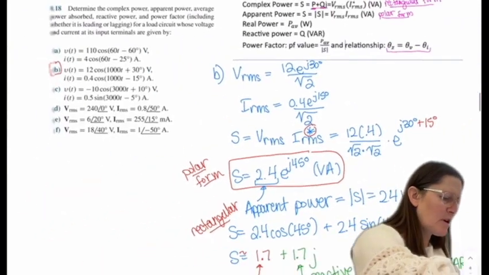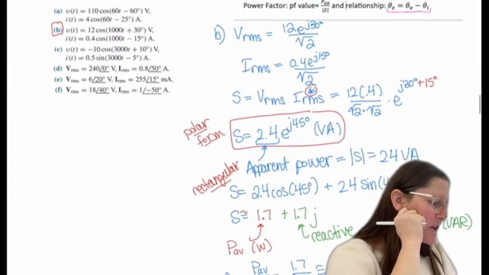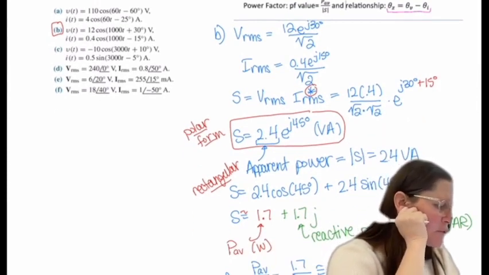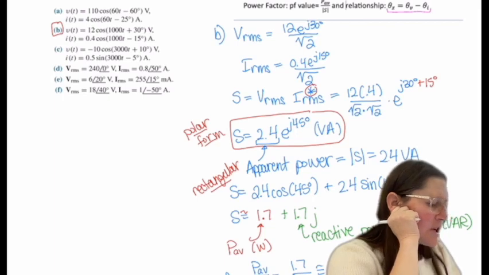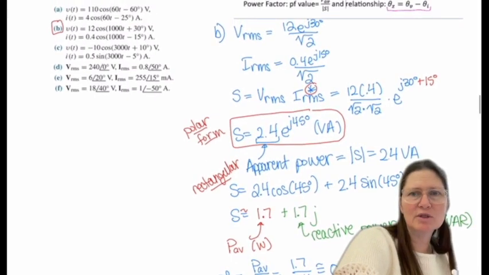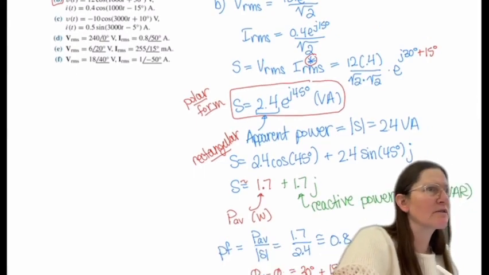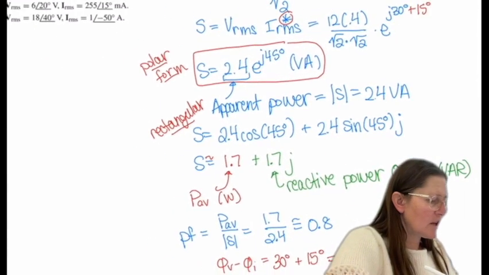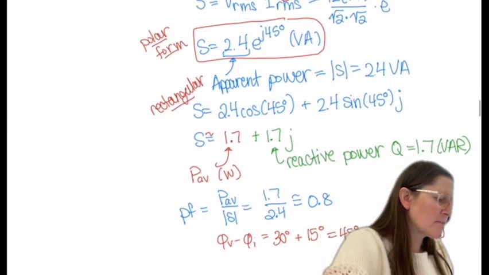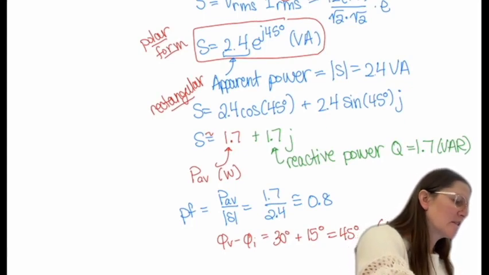Okay, so V_RMS is 12 over square root of 2, e^(j30), and then I_RMS is 0.4 over square root of 2, e^(j-15 degrees). Then you take the complex conjugate of that one, so it becomes 30 plus 15, which gives you 2.4 e^(j45 degrees). So then the apparent power is the magnitude of that, which is 2.4 volt-amperes, to signify it's complex.